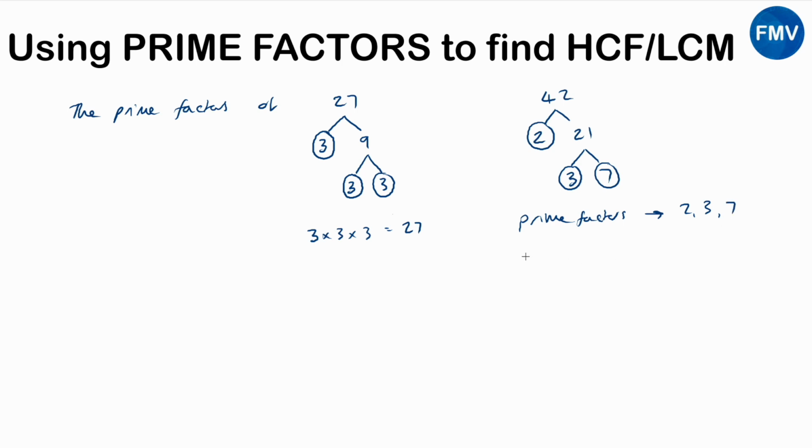If we're asked to find the product of primes, or to show it as a product of primes, we would show it as 2 times 3 times 7. So you need to be careful with questions here. Sometimes you're asked to find the prime factors, other times you're asked to show something as the product of primes.